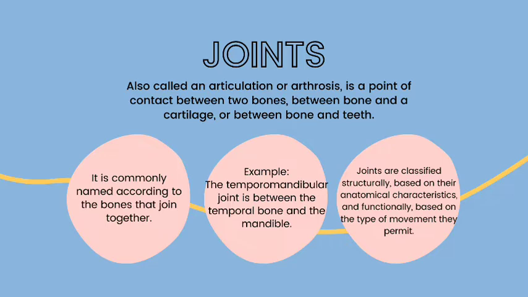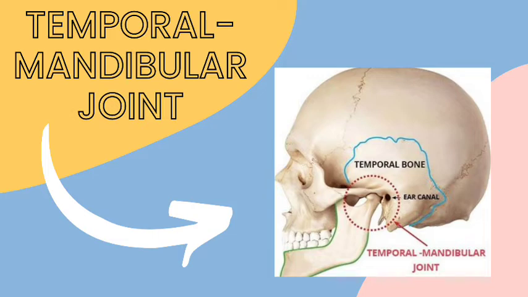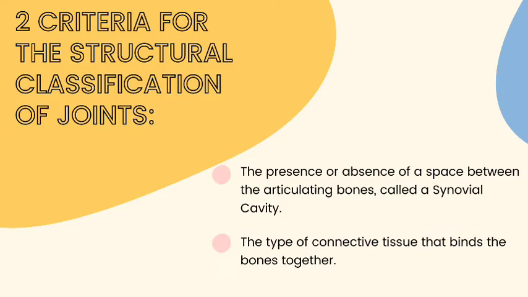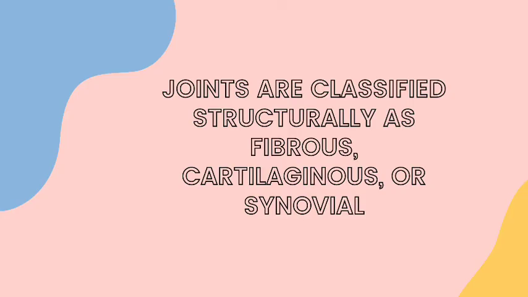Joints are classified structurally based on their anatomical characteristics and functionally based on the type of movement they permit. Here are the two criteria for the structural classification of joints. First is the presence or absence of a space between the articulating bones, called a synovial cavity. Second, the type of connective tissue that binds the bones together. Joints are classified structurally as fibrous, cartilaginous, or synovial.